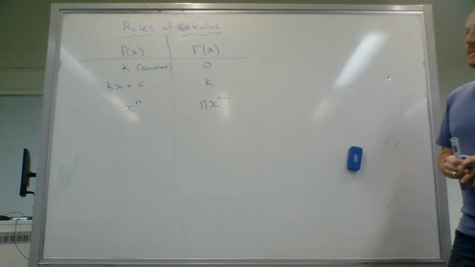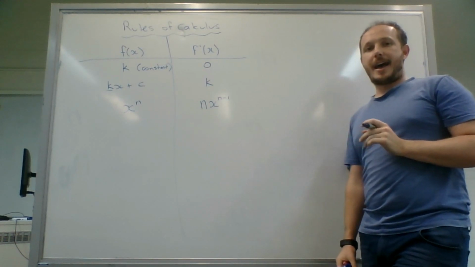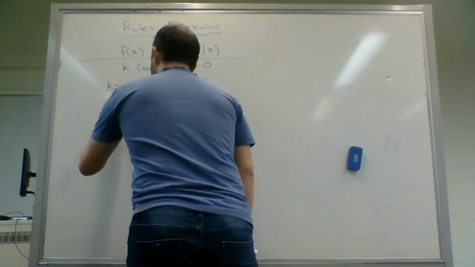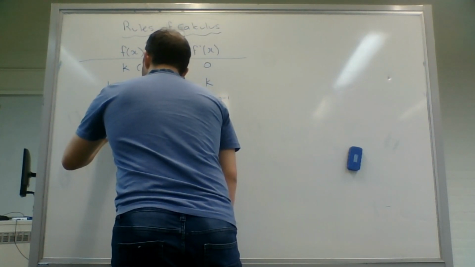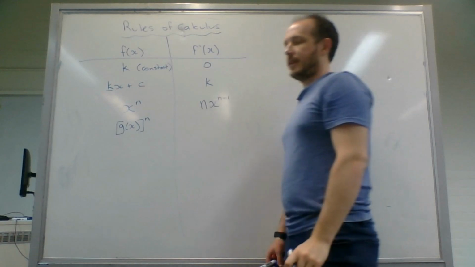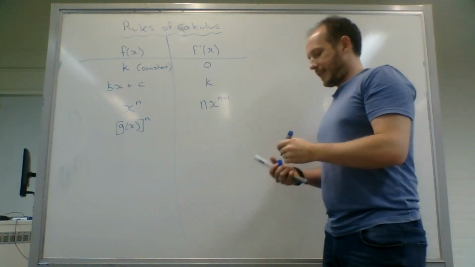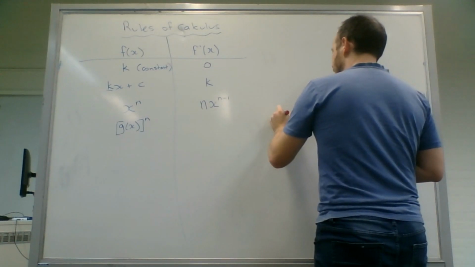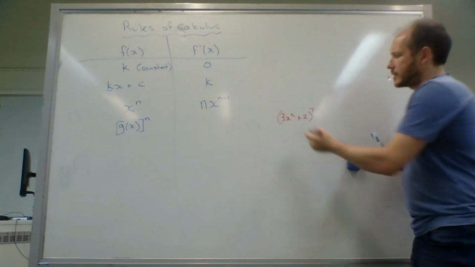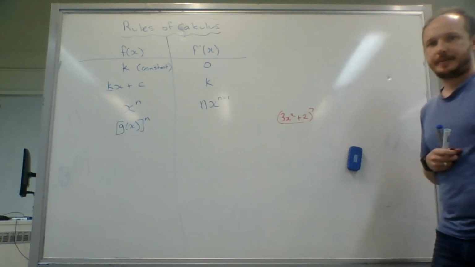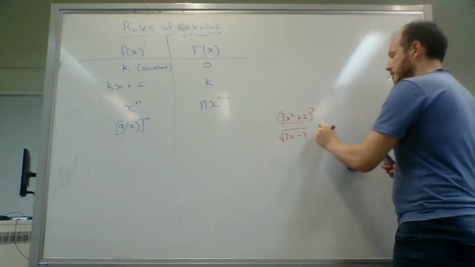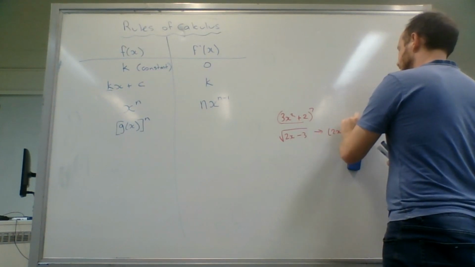Okay, now as well as these, we also have a number of other rules that apply if we have multiple functions. So let's say that we've got, let's call this g of x, to the power of n. Now, this could be something like, for example, 3x squared plus 2 to the power of 7. Alright? So some function to the power of n. It could be the square root of 2x take 3. Because remember, this is 2x take 3 to the half.